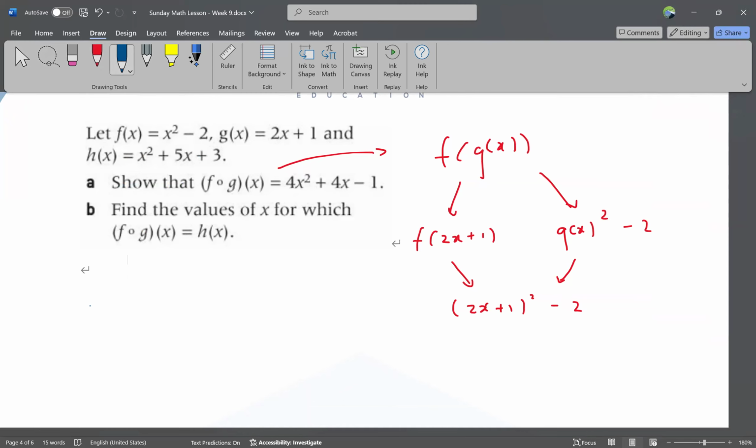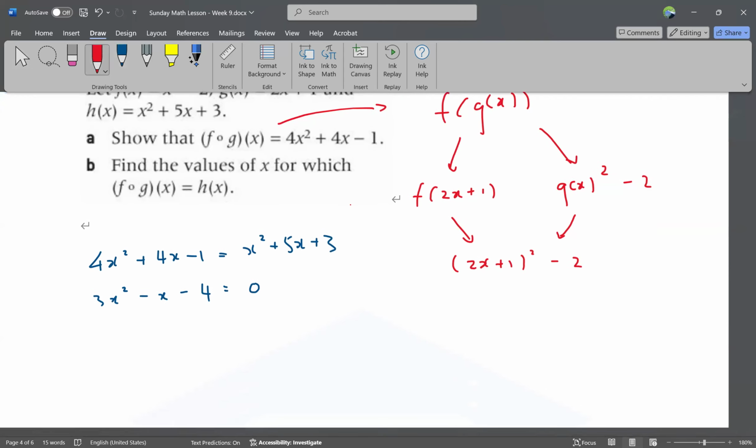I just did 4x squared plus 4x minus 1 equals x squared plus 5x plus 3. And then I did what we did before, moving the equations over to equal 0. And then I did the factors of 4, which is 1 and 4, or 2 and 2, and then I figured out which 1 times 3 would equal -1.